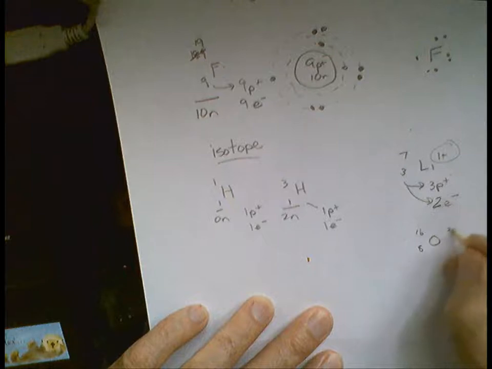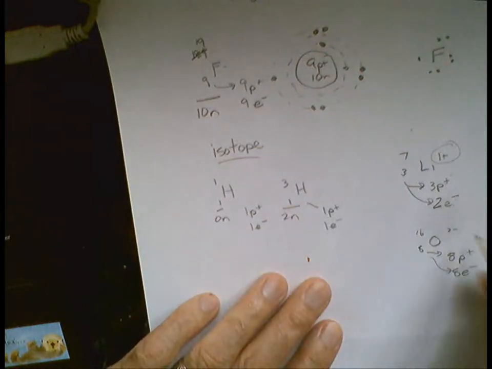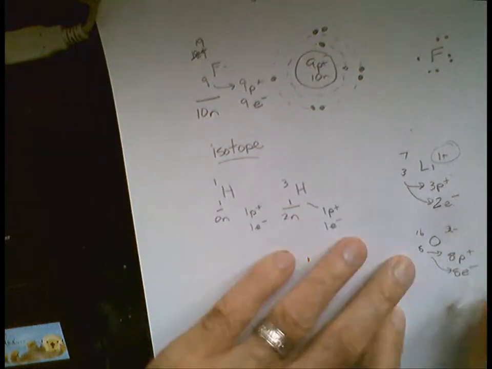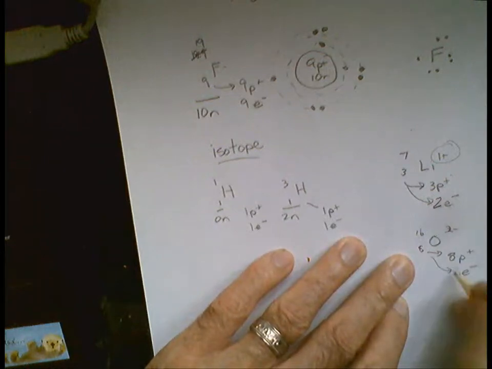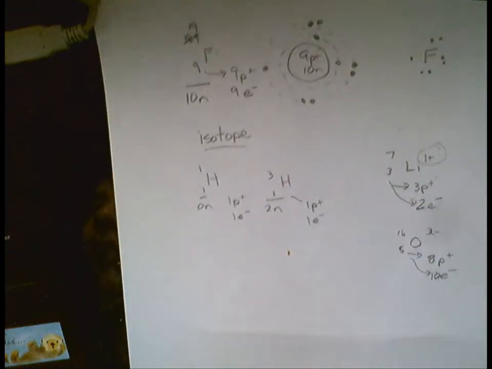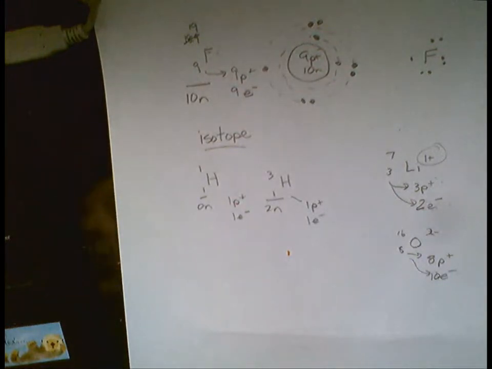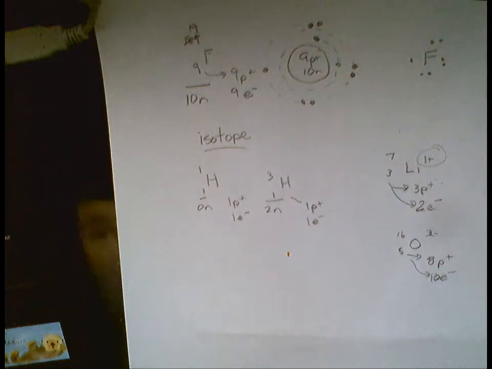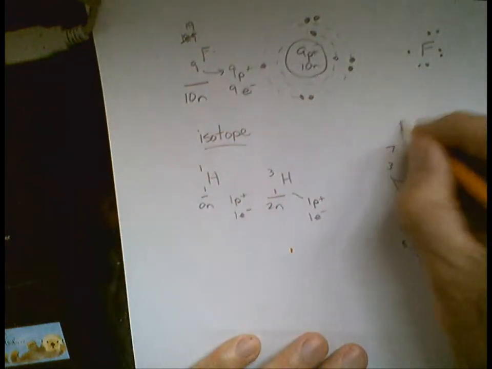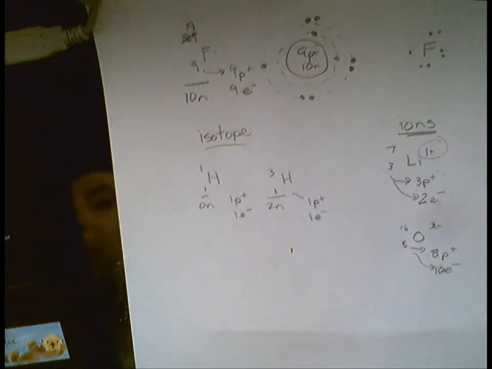Oxygen 8, 16, 2 negatives. 8 protons and 8 electrons is normal, but I have a 2 minus charge, so I have to have 2 more minuses than positives. Okay, so when we have charges on things, this is how you take care of the charges, by leaving the proton numbers the same and changing the electron numbers. That's very important. So these are called ions. This is when we get charges.